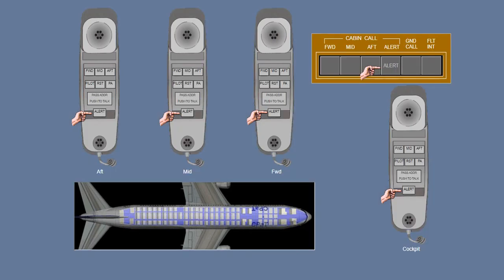An alert button is installed at each station. This button will call all other cabin stations and the cockpit. The station that originated the call will not receive the alert. A series of 3 high-low chimes will activate when an alert button is pressed.